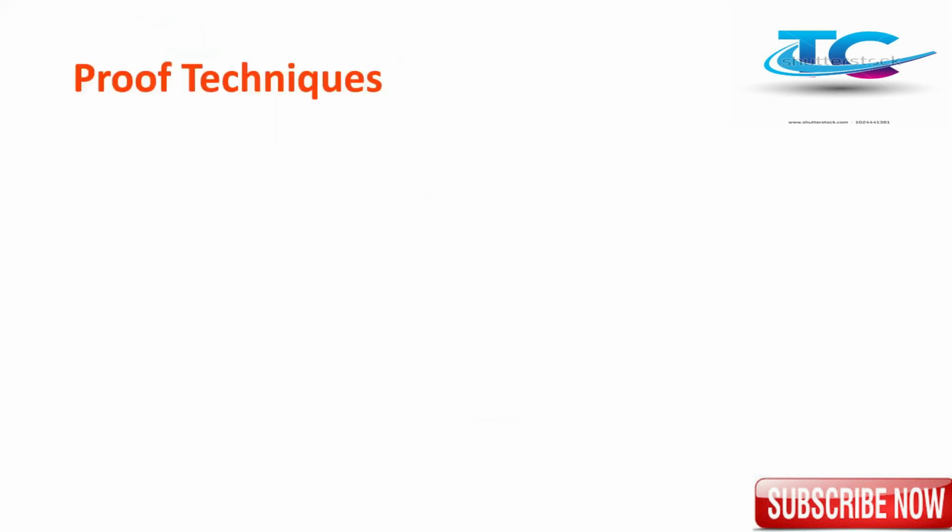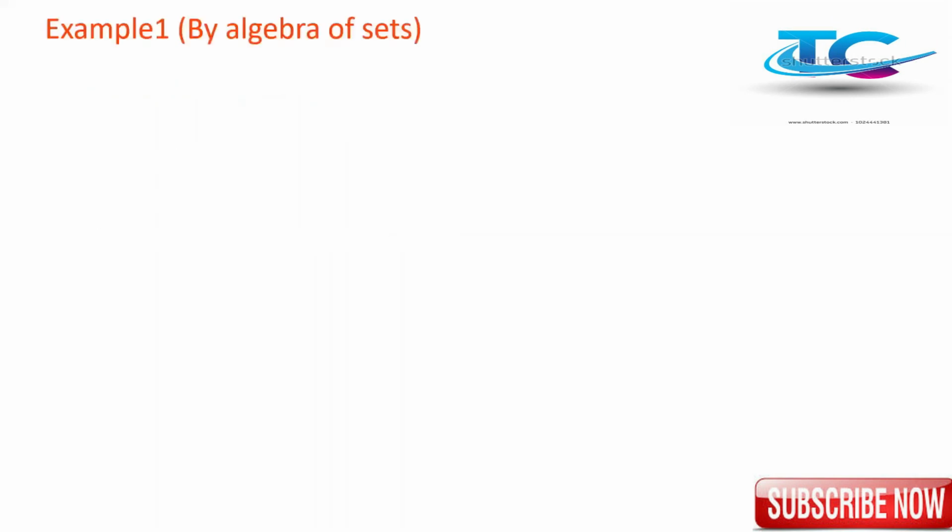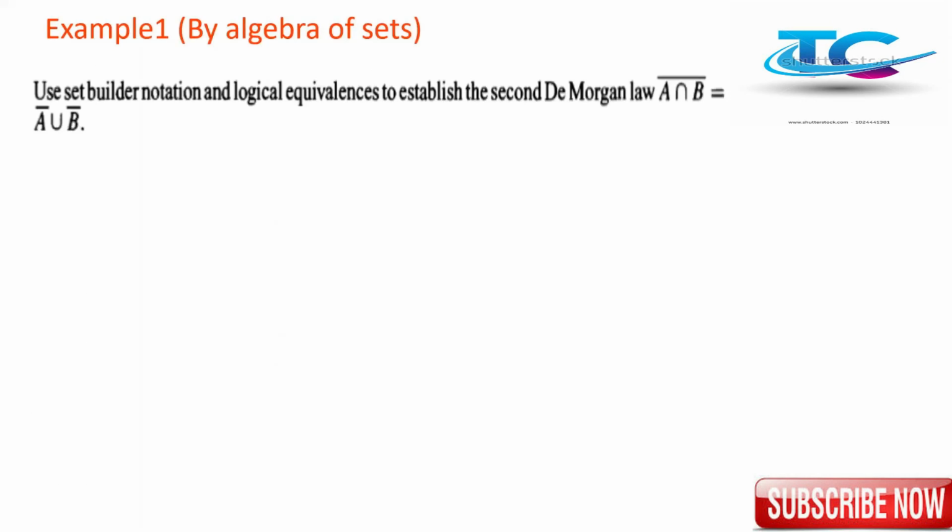Next we will see some proof techniques. There are three methods to prove the equality of sets. Like first is by algebra of sets, second is by Venn diagram, and the third is by proving subsets of each other. So here we will see one example by all three methods. So let us take one example. If this is the question, use set builder notation and logical equivalences to establish the second De Morgan law. A intersection B whole bar is equal to A bar union B bar. Okay.